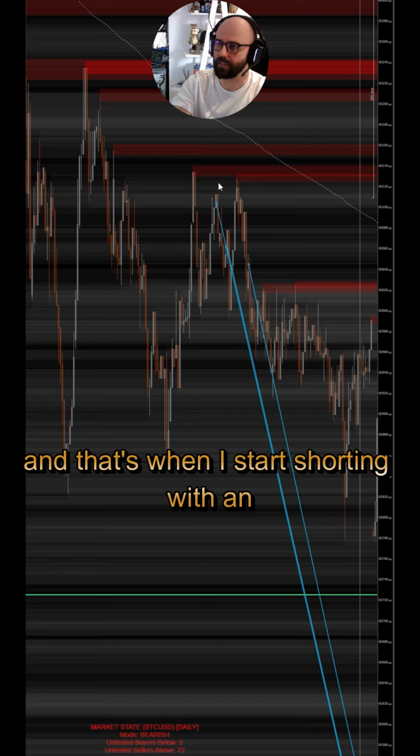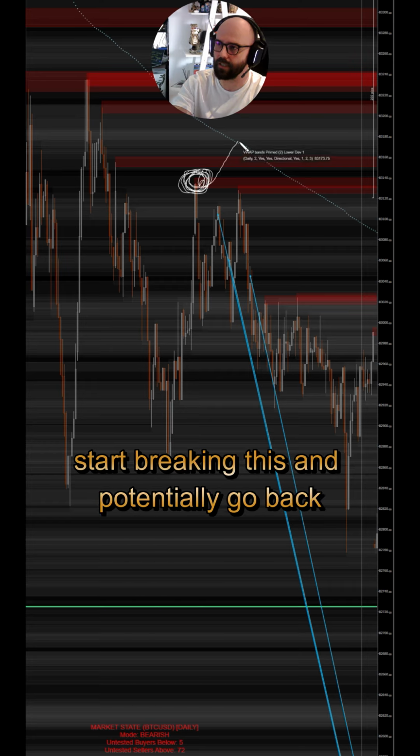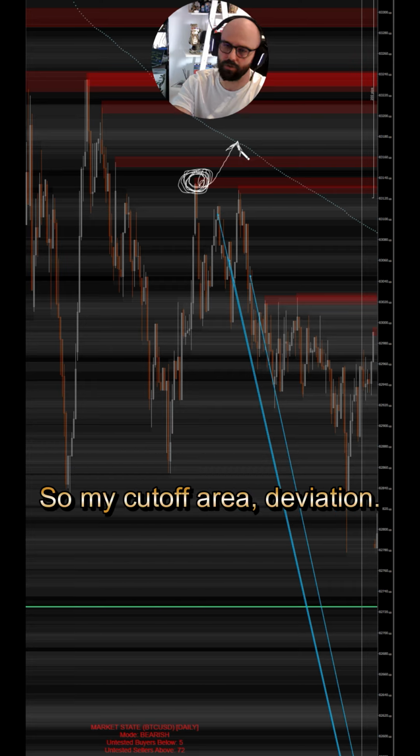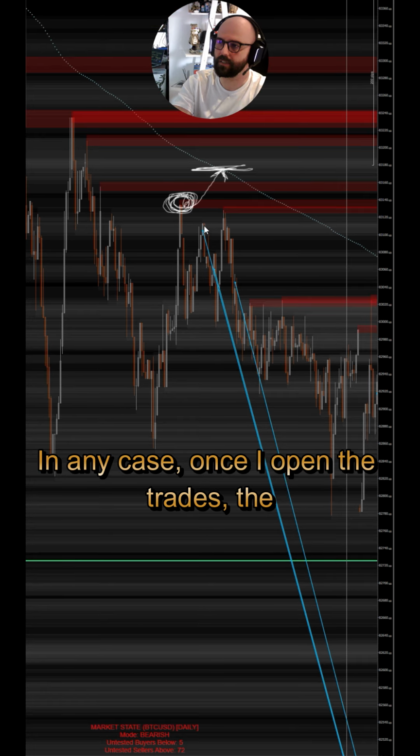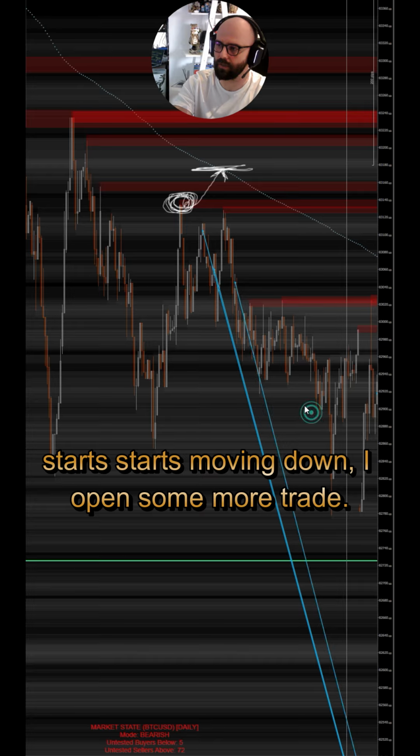And that's when I start shorting with an idea to cut off any potential trades as we start breaking this and potentially go back inside the deviation. So my cutoff area, deviation. In any case, once I open the trades, the market moves down, makes a push up. As it starts moving down, I open some more trades.